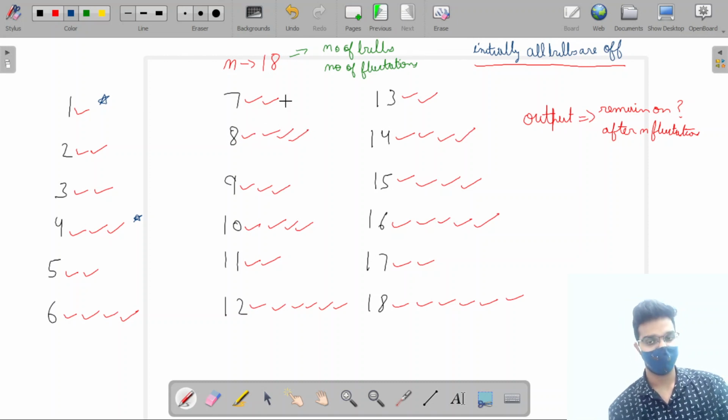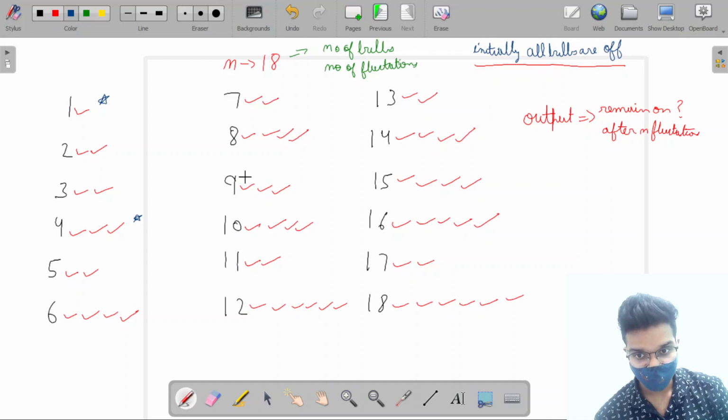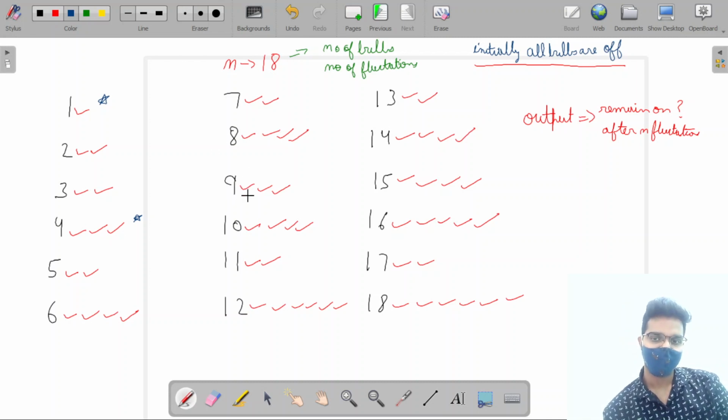So it will remain off. Now for 9, see it. So 9 was initially off, then it got turned on, then it got turned off again, and then it got turned on. So 9 will remain on.